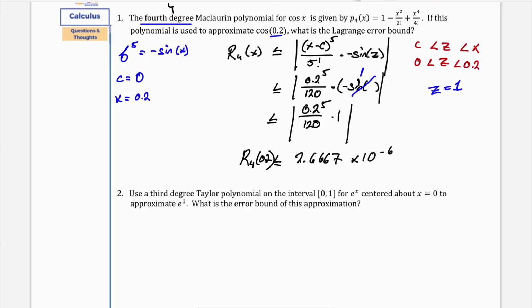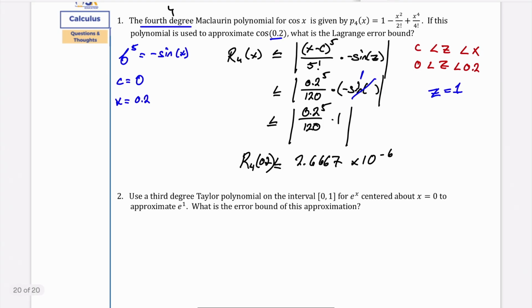Just for information's sake, if you were to take the cosine of 0.2 and subtract p sub 4 of 0.2, your Taylor approximation, that number is, let me see, I did it, it's like times 10 to the negative 8th or something like 0.0000000888254.